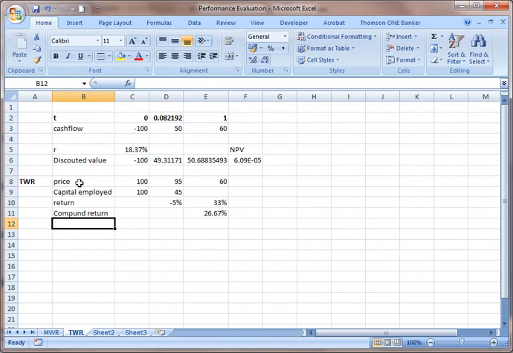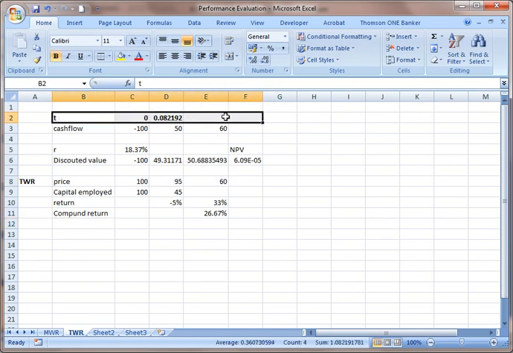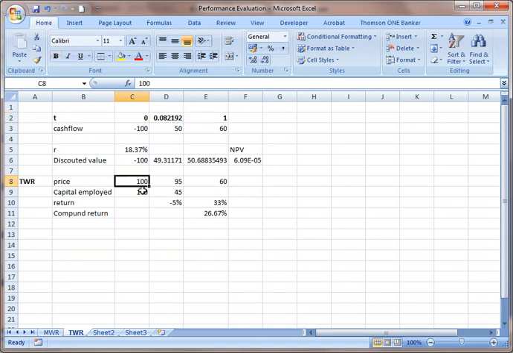You can see you need to lay down the cash flow according to time period. So we have three time periods: time 0, time 0.8, and time 1. We have cash. The price of the portfolio will be 100, and then it becomes 95 before you withdraw, and it becomes 60 at the end.